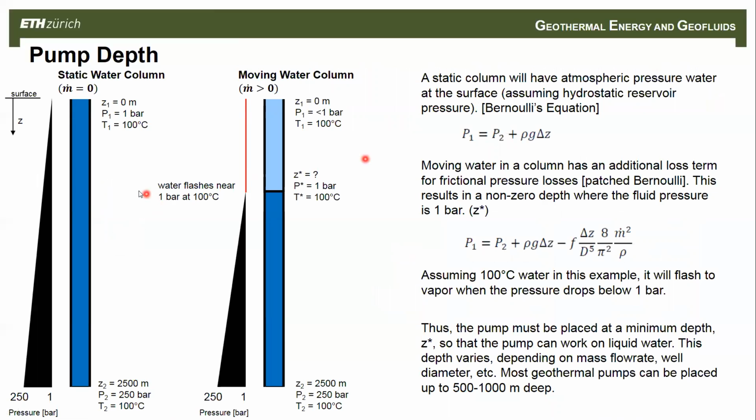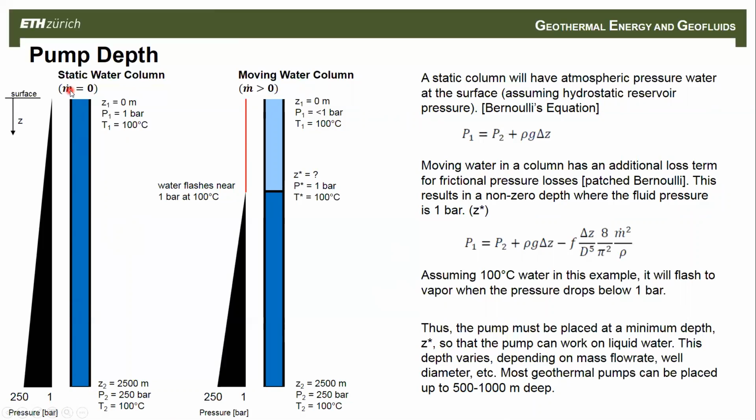So basically, we start here with a static water column. It means there's no movement of water within the well. This is the well. The blue is the water within the well. Down at the bottom here, I have 2.5 kilometers deep as the bottom of the well, and up here is the surface. In this example, I'm using 100 C degree water. 100 C degree water boils. The saturation pressure is about 1 bar, right? Atmospheric pressure, more or less. So if the pressure is below 1 bar for 100 C degree water, it's going to boil and become vapor.